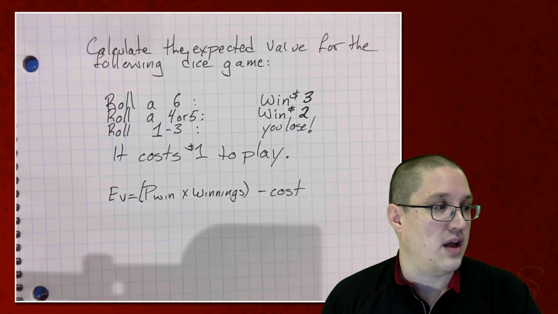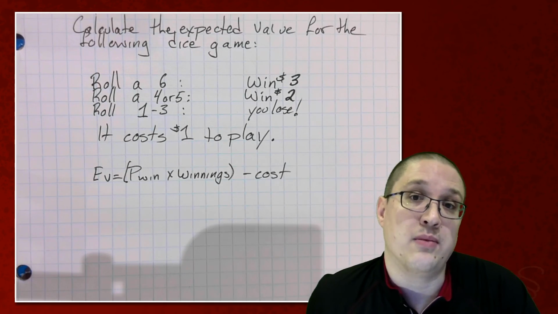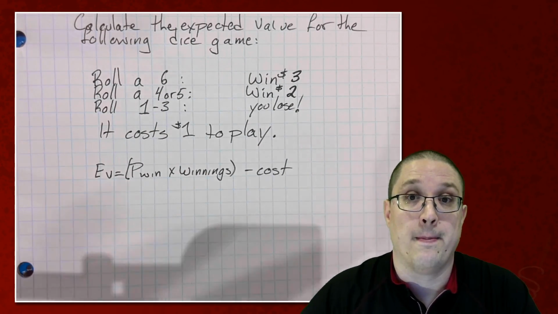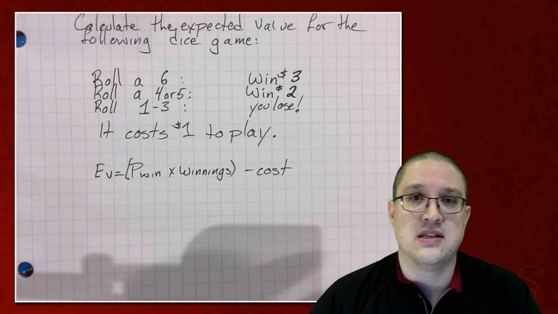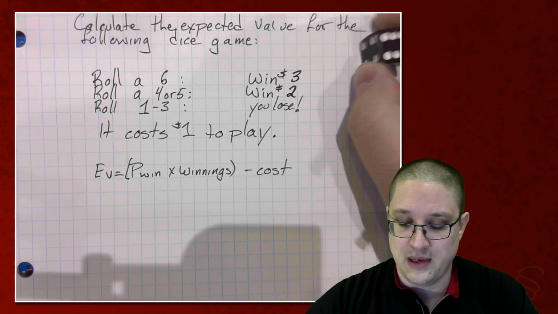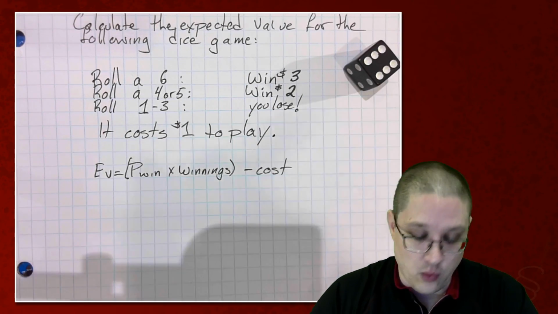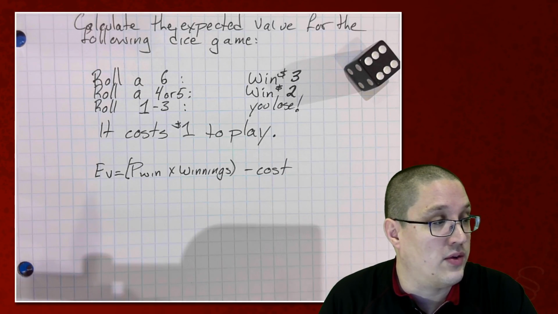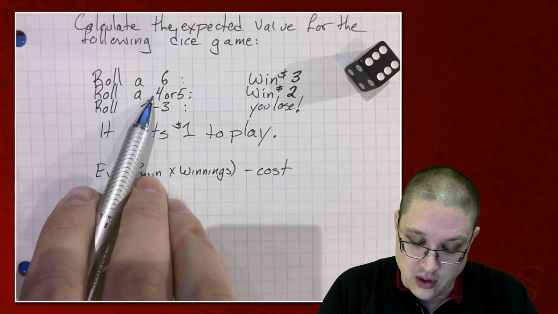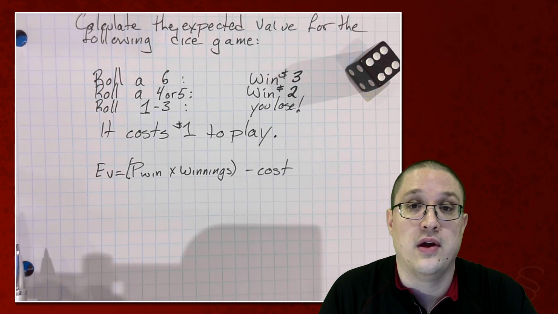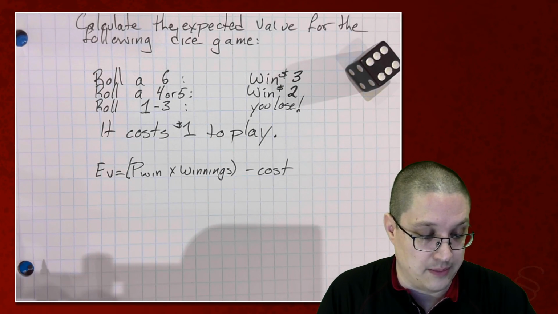So let's take a look at another example here. This one is a little bit more complicated. So here we have a dice game. And we're doing a dice game here because this is a little bit simpler and easier to look at. So let's say you're playing a dice game where if you roll a 6, you win $3. If you roll a 4 or 5, you win $2. If you roll a 1 to 3, you lose. And it only costs you $1 to play.